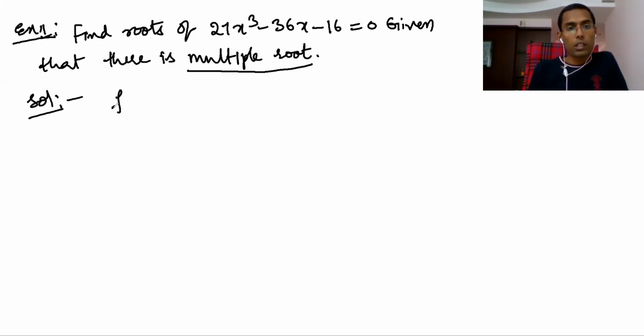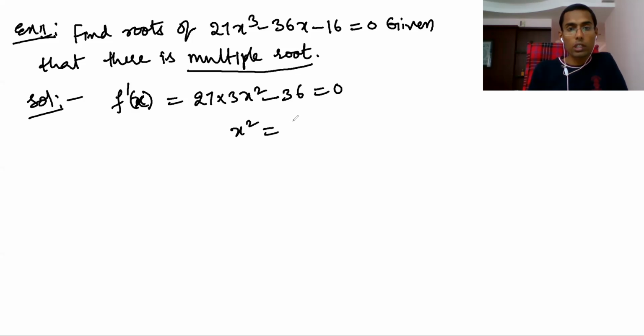So what I do is I'll take this as f of x and I'll find f dash of x. What is that? 27 into 3x square minus 36. Right? Now here this has to be 0. Okay, now let's find this equal to 0. So how do you do this? One is x square equal to 36 by 3 into 27. So 3 ones are 3, 3 12s, and here 4s, and this is 3 9s. That means x equal to plus or minus 2 by 3.